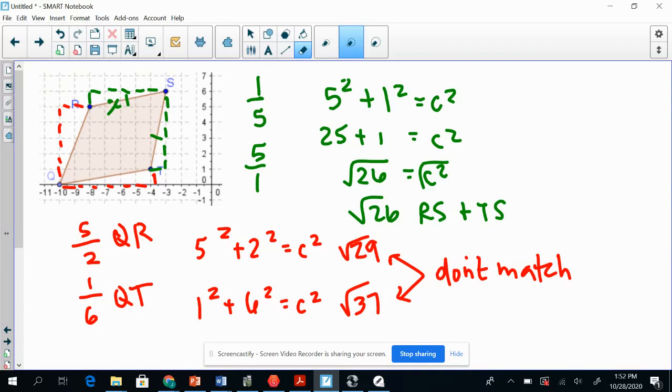As far as backing up and going as basic as possible, parallelogram, which means this side needs to be parallel to this side, and that means RS needs to have the same slope as QT. So comparing RS to QT, so RS was the 1 over 5. So this one, and QT is 1 over 6. It's not the same slope, so they're not parallel. So this is just a quadrilateral.